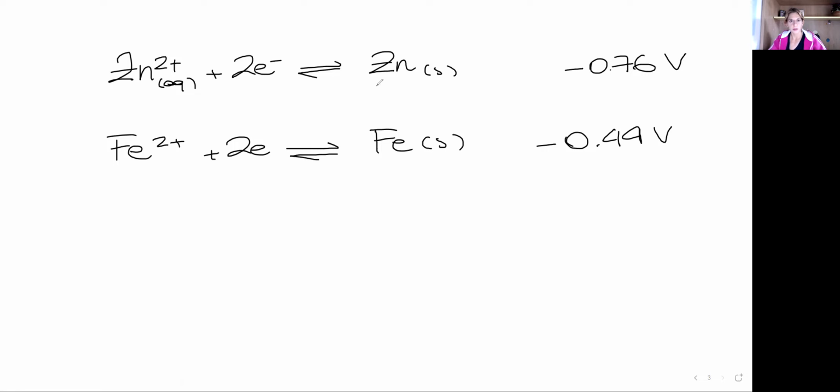Zn2+ to zinc solid, minus, so it's more negative than the iron. More negative means more likely to be reduced. So good, this is the one that would be reduced, or this would be the oxidizing agent. Mm-hmm. Very good. The second one, it's less negative. So let's say more positive. Oh, or is it the other way around?